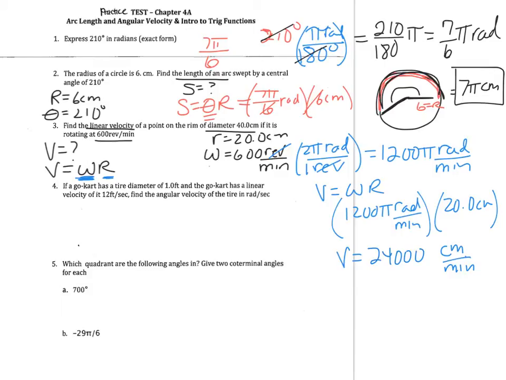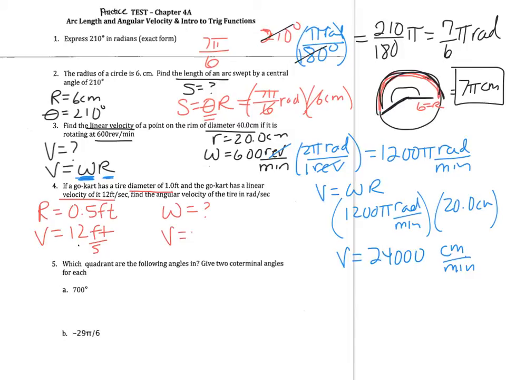Okay, number 4. We have a go-kart with a tire diameter of 1 foot, so the radius is 0.5 feet, half of the diameter. The go-kart has a linear velocity, so V equals 12 feet per second, and it asks you to find the angular velocity in radians per second.